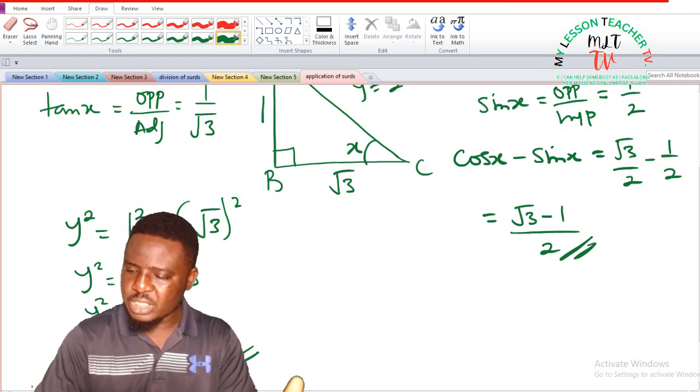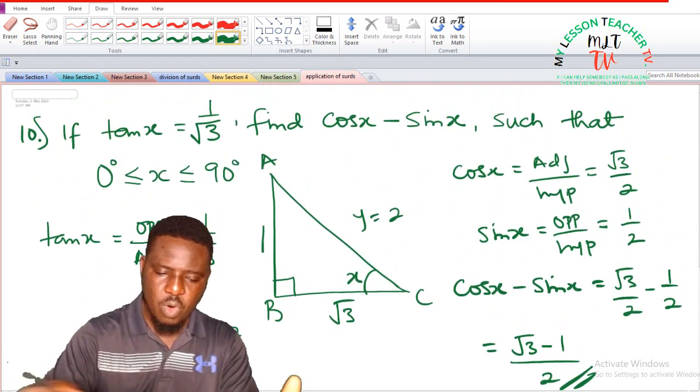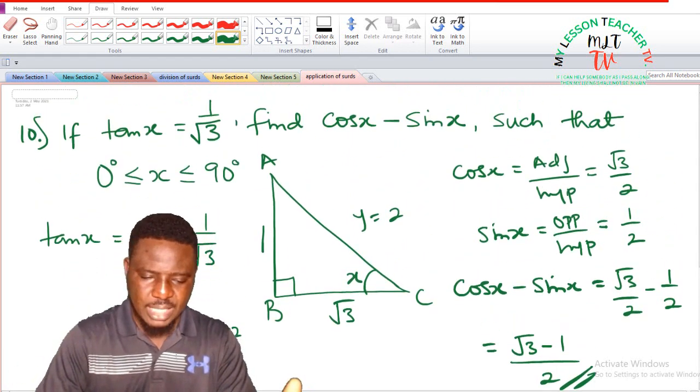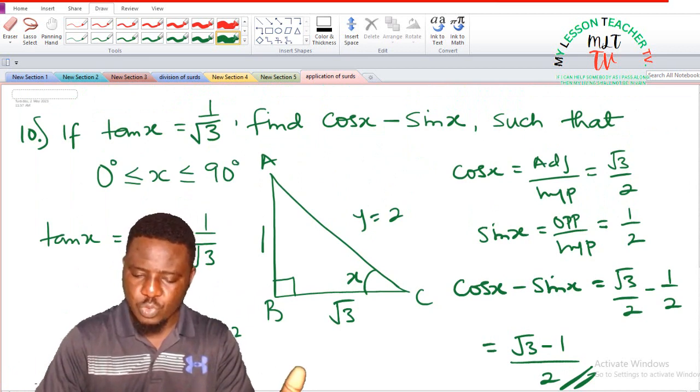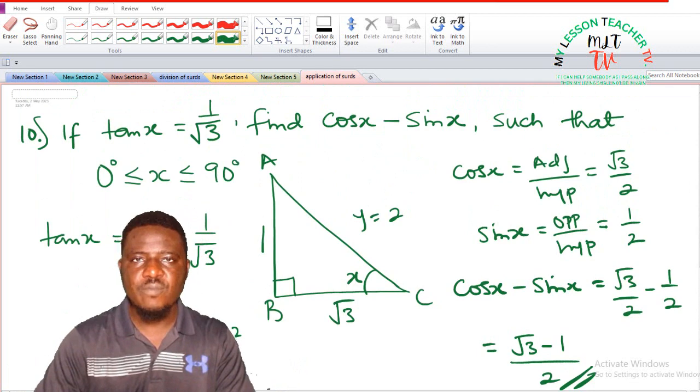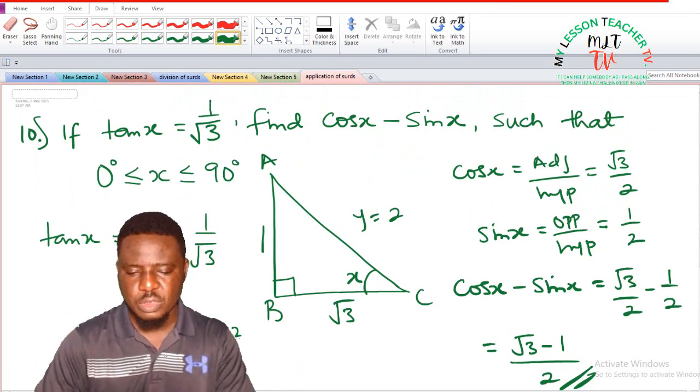That brings us to the end of this class. In today's class, we have been able to look at more examples on problems that have to do with trigonometry. In the next class, we shall solve more exercises on applications of surds.